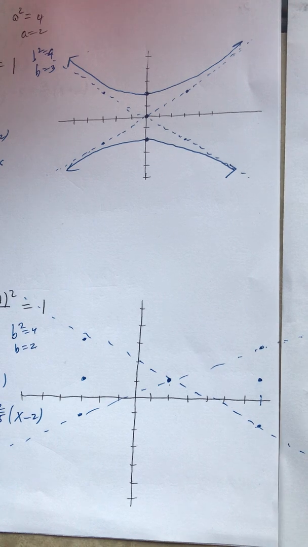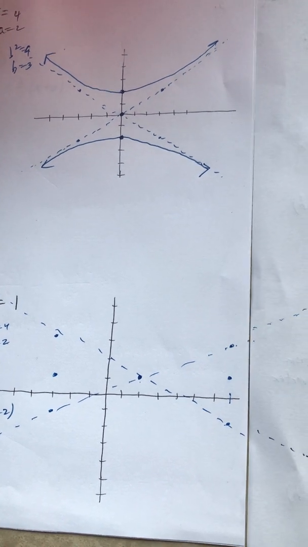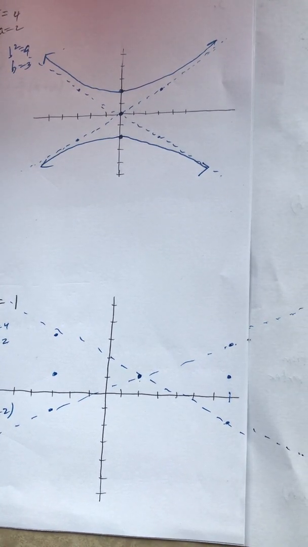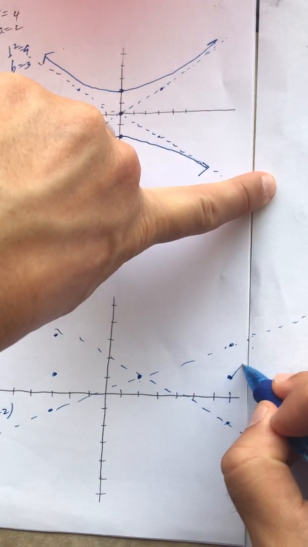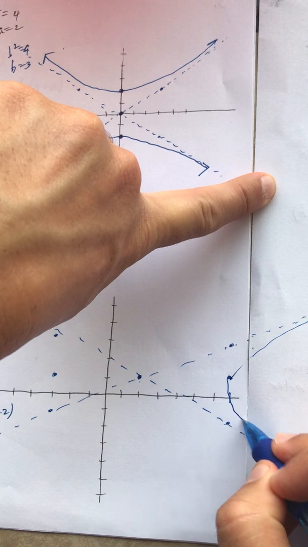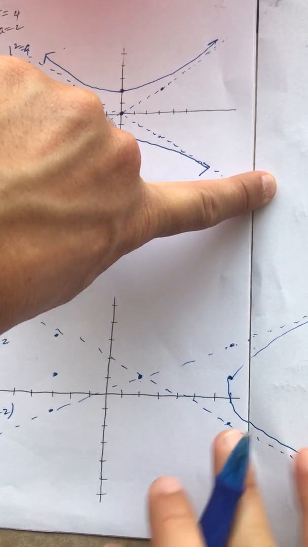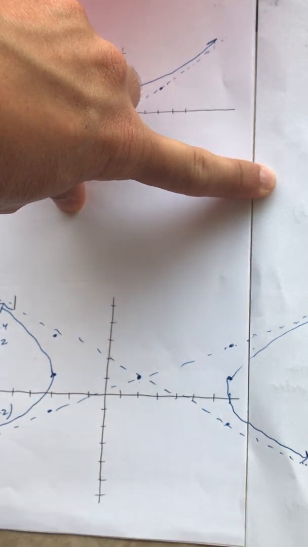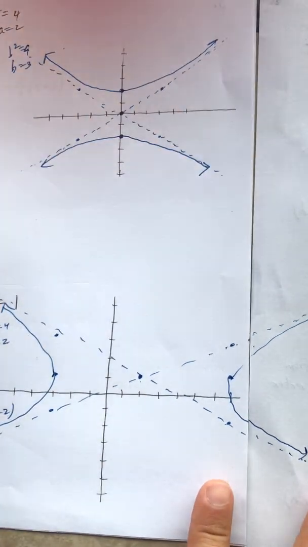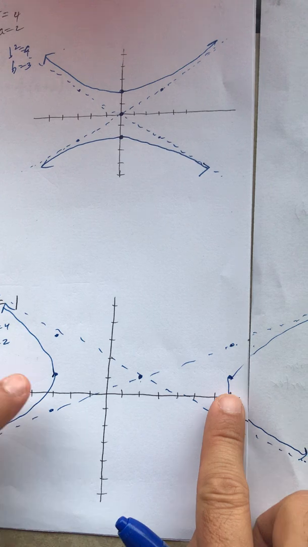Right? So now I can make my hyperbola. This is the vertex. So it's going to hug the asymptote here. And I'm going to do the same thing on this side. And there is my hyperbola. Center 2, 1 with the vertices.